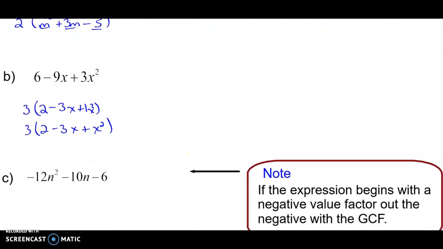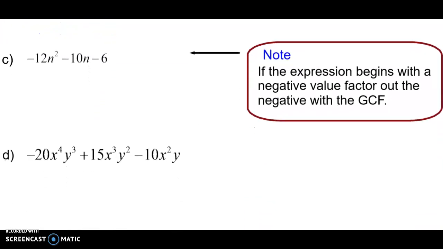All right, let's look at part C. I want you to pay attention to this note here on the side. When we are factoring and the first term starts with a negative, then I'm going to bring that negative out with my GCF. So I'm still looking at 12 and 10 and 6, and the greatest common factor is 2, but I notice it starts with a negative, so I bring out the negative. I'm looking at letters for GCF. 6 has no letter in common. There's no letter there at all. So my GCF in this example is going to be negative 2.